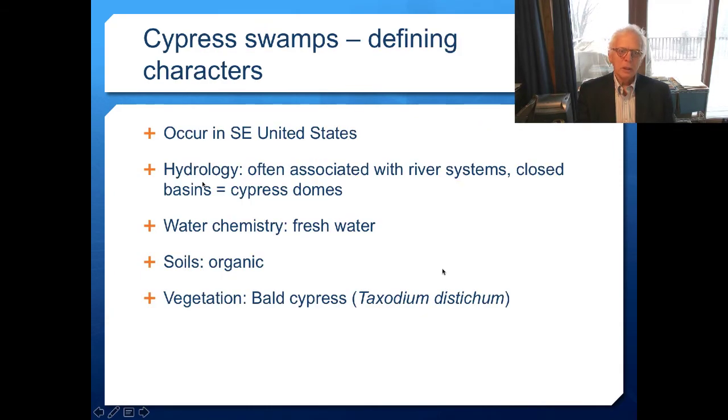Cypress swamps, clearly, they occur in the southeast U.S. Their hydrology is associated with river systems, oftentimes very slow-moving systems. They tend to be closed basins, and those closed basins are called cypress domes. Water chemistry is fresh, albeit often black water, again very dark because of the leaching of dissolved organic matter. Their soils again tend to be very organic. And vegetation would be the bald cypress. It really only grows in those sorts of warm environments.